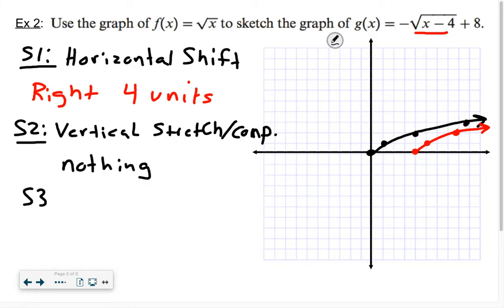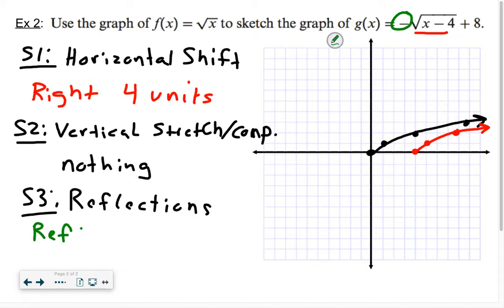So let's go to step 3. Step 3 deals with our reflections. Here it is. Now we're taking a look at this. We're going to address that, which the negative out in front did what again? Well, it flipped it down. Reflect it vertically.